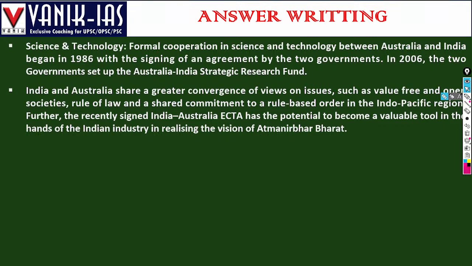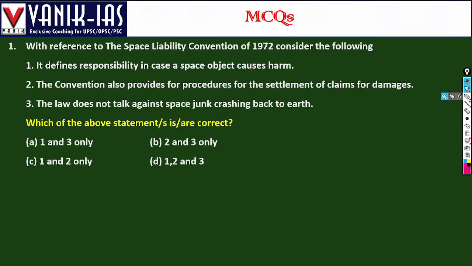agreement has the potential to become a valuable tool in the hands of the Indian industry in realizing the vision of Atmanirbhar Bharat. So that means in future both sides are going to make the relationship stronger, and this will strengthen their interaction more, and definitely the benefit will be forthcoming to both sides.